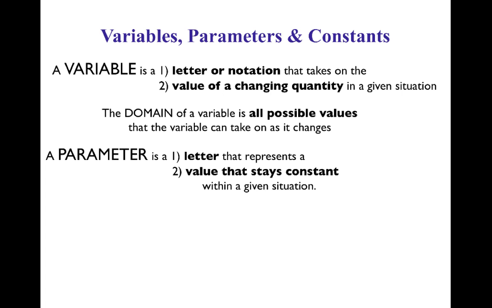Okay, so then we said a parameter next. A parameter also has two main points to it. Again, it's a letter. If it's not a letter, it's not a parameter. If it's not a letter, it can't be a variable. Okay? It's a letter. And then a parameter, its value stays constant within the given situation. So within whatever situation you're looking at, that letter stands for that constant value.